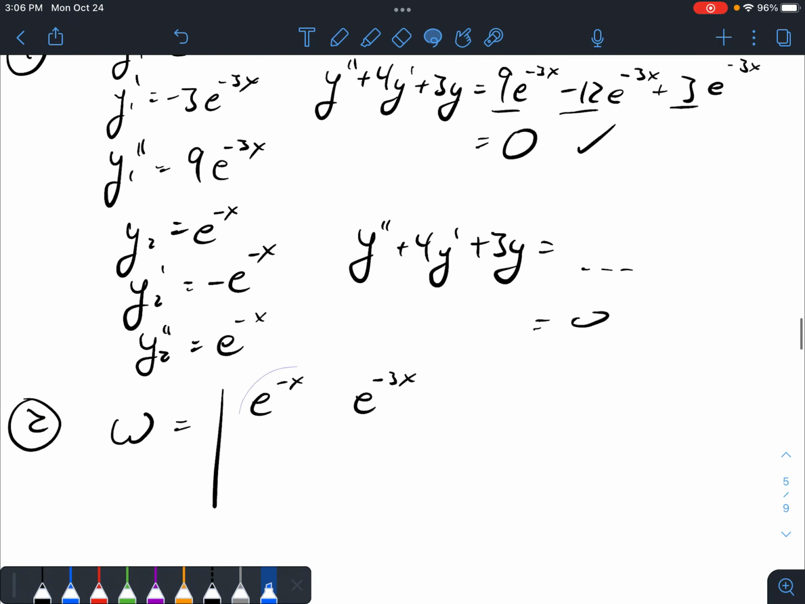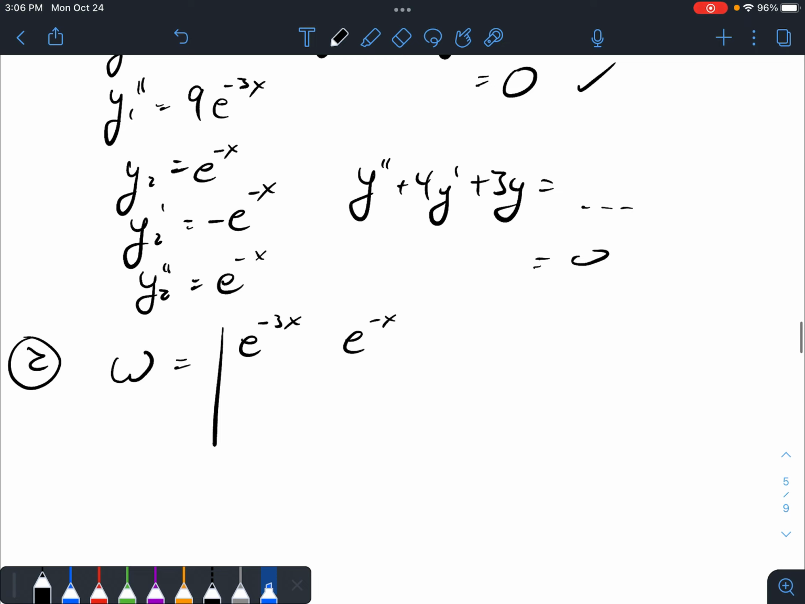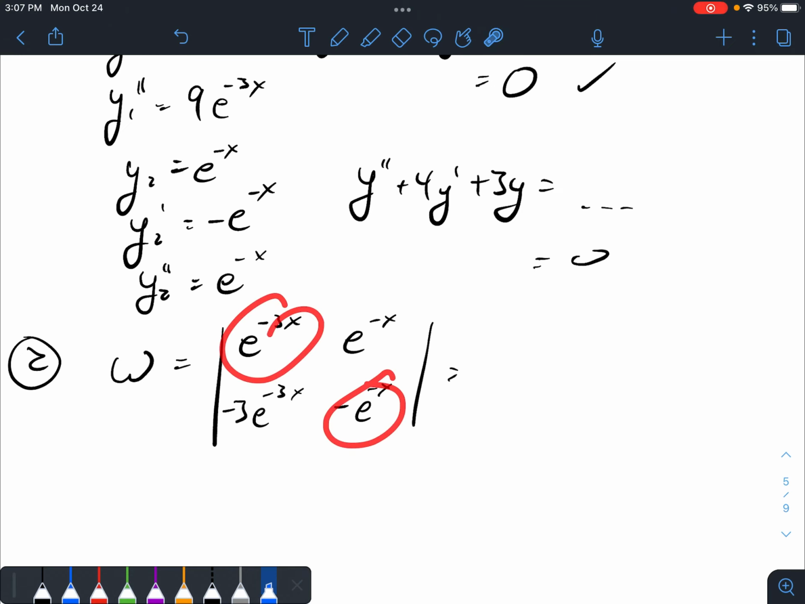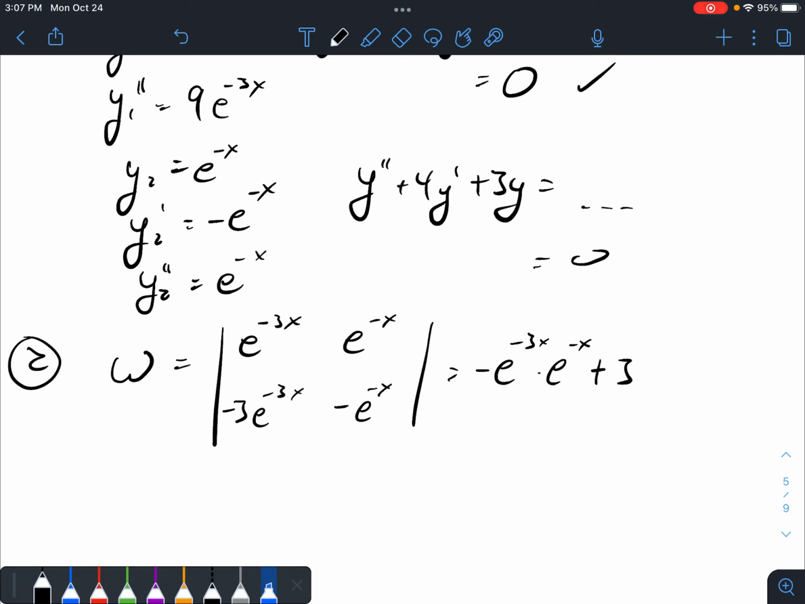I guess the order should have been this way, but it's not going to end up mattering. And then you take the derivatives for the next row. Oh, sorry, that should be just -1. And then you do this times this minus this times this. So e to the negative 3x times e to the negative x, and then minus -3, so that's going to make that a positive, e to the negative 3x times e to the negative x.